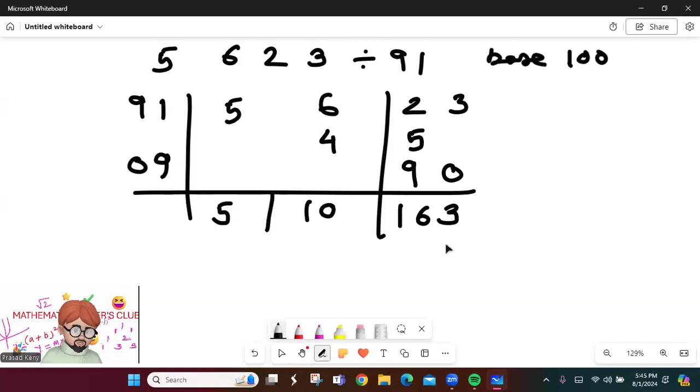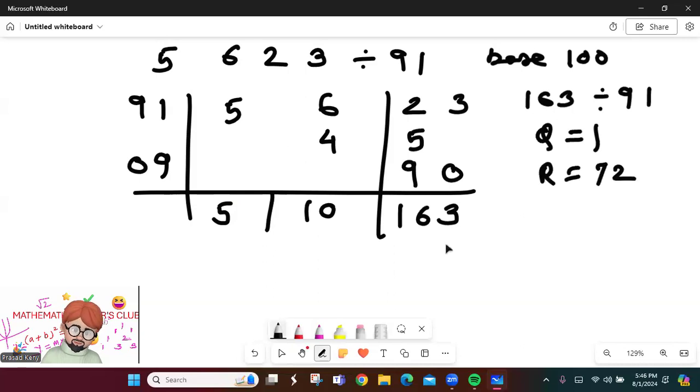But keep it in mind that I'm dividing by 91. So the remainder cannot be greater than 91. And hence I'll divide 163 by 91 once again. And that will give me the quotient as 1. 91 ones are 91 and 163 minus 91 is 72. So the remainder is 72 here. And the quotient 1, I'm carrying forward.